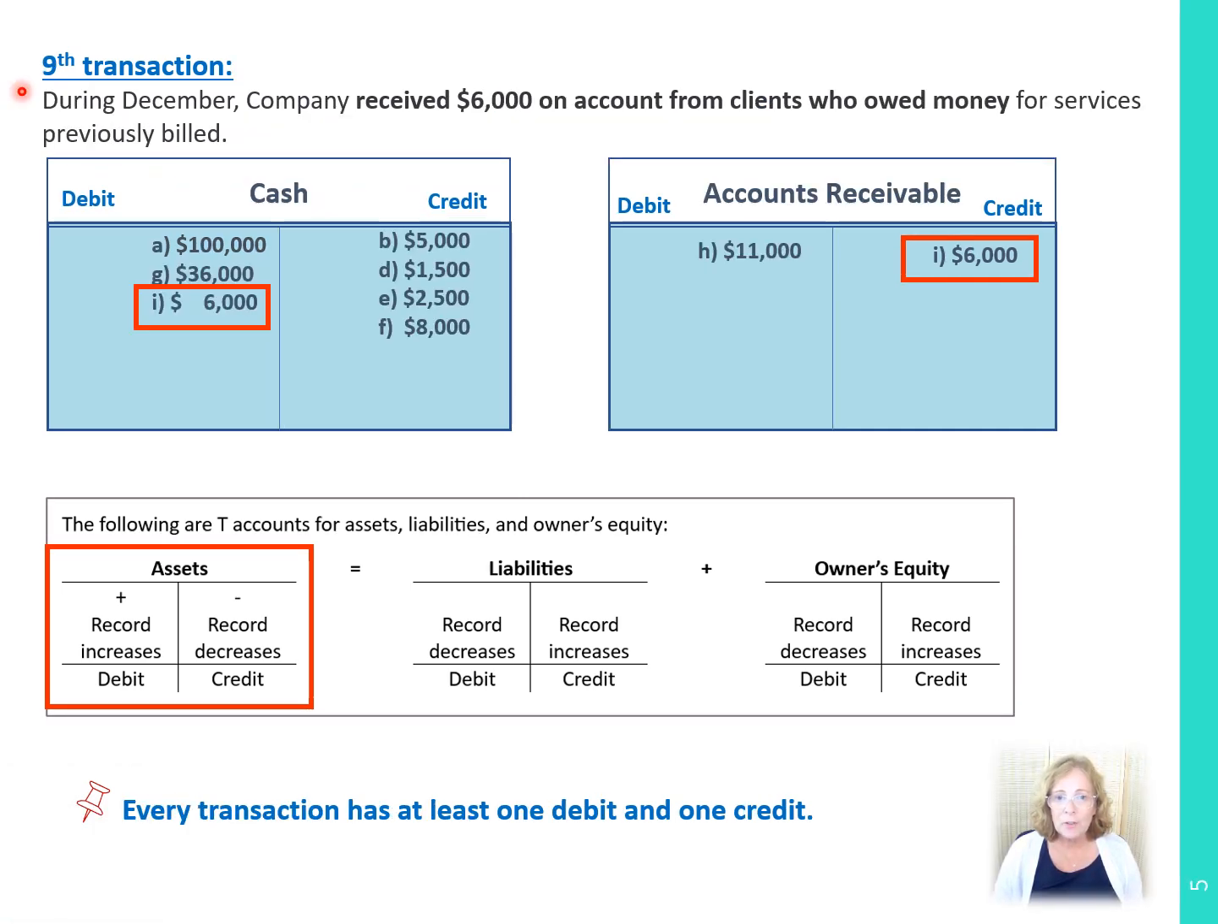For our 9th transaction, the company received $6,000 on account from clients who owed money for services previously billed. Basically, the clients who received services from Eli's Consulting for $11,000 previously, but did not pay cash, are now paying part of the amount. So 2 things are happening. Eli's Consulting's cash is increasing by $6,000, and accounts receivable are decreasing by $6,000. So we'll record a $6,000 debit to cash and a credit to accounts receivable for $6,000.